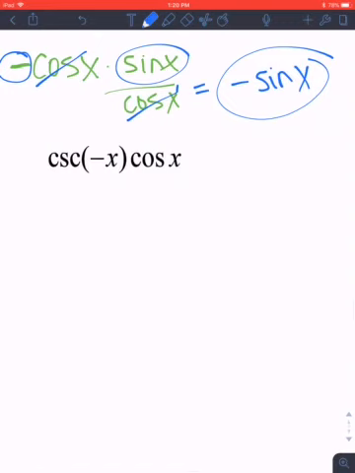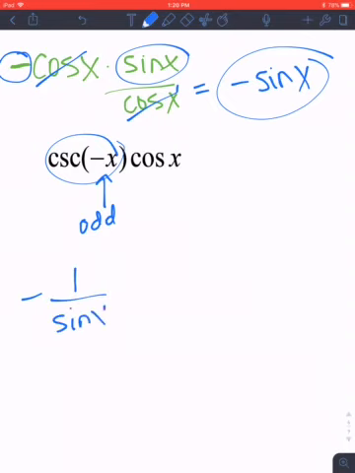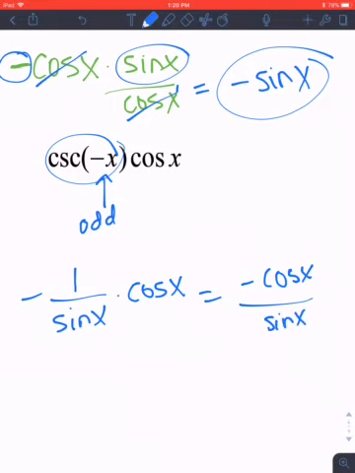All right, moving on. Cosecant of negative x. Again, this one is odd. Okay, so the negative stays out in front. So I'm also at the same time going to turn it into 1 over sine of x and cosine of x. So that way when I write it as one fraction, nothing's really canceling yet. I'm just combining it as one fraction. We get negative of cosine over sine, which is our identity for cotangent.